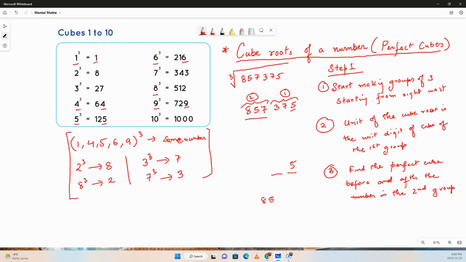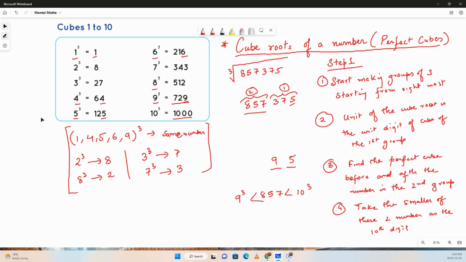So we have 857. 857 lies in between which two cubes? 9 cube and 10 cube, right? 9 cube is 729 and 10 cube is 1000. So it lies between 9 cube and 10 cube. The last step is to take the smaller of these two numbers as the tens digit. In this case, 9 is the smaller number, so 95 is the answer.